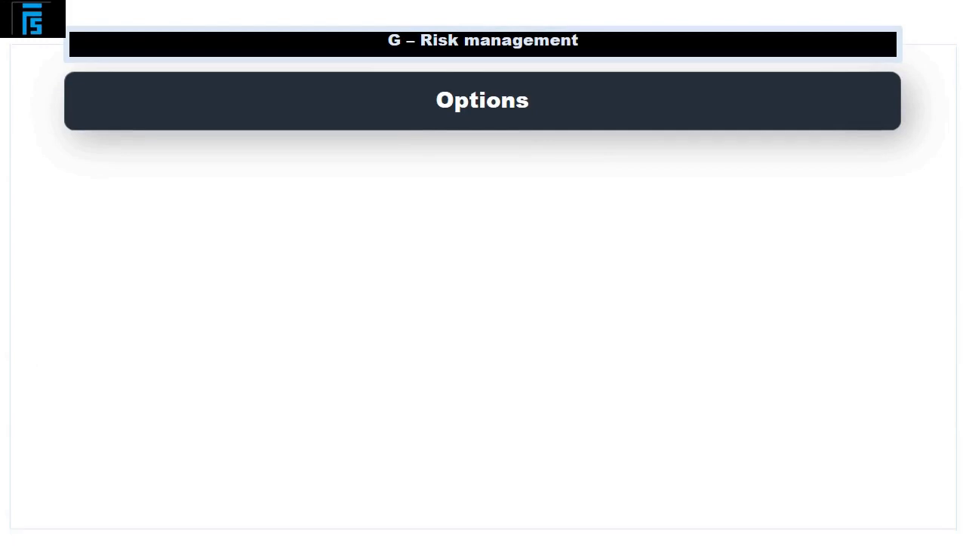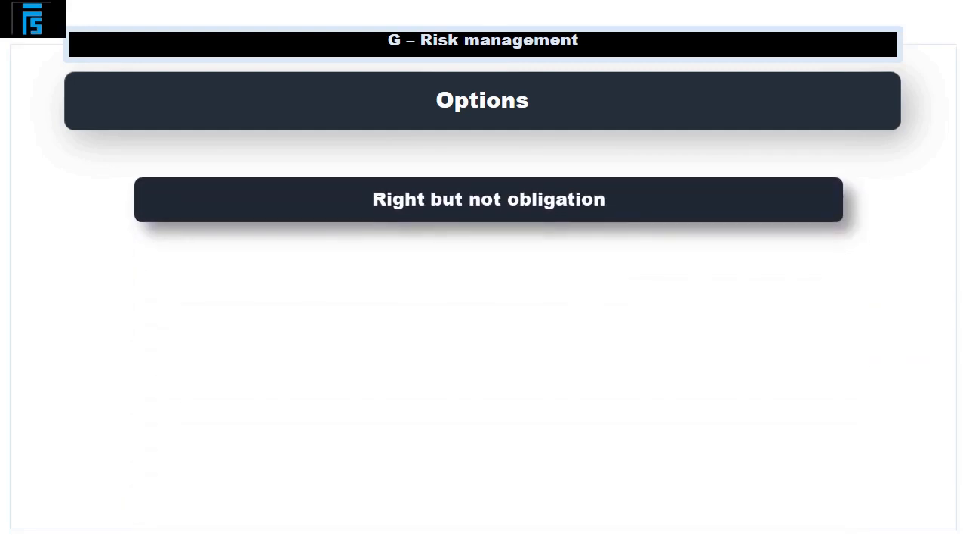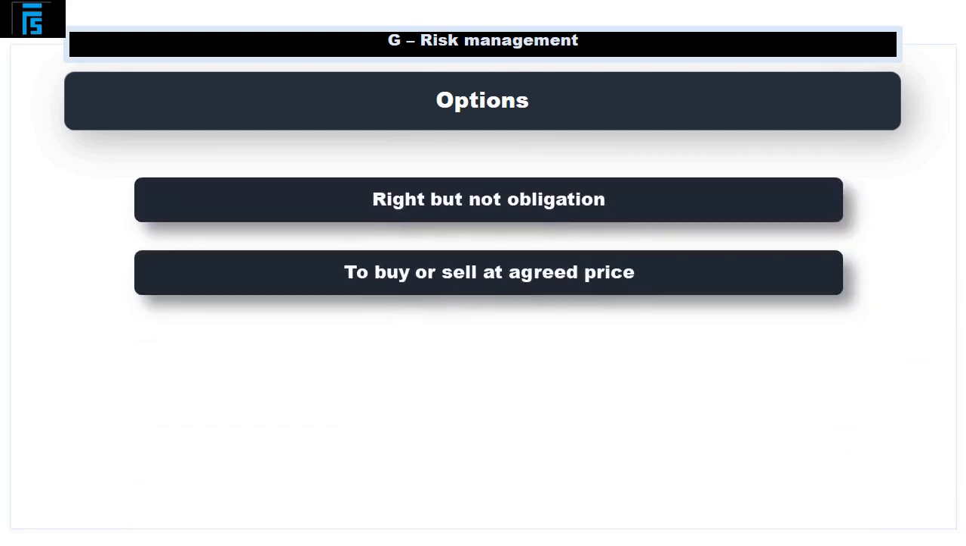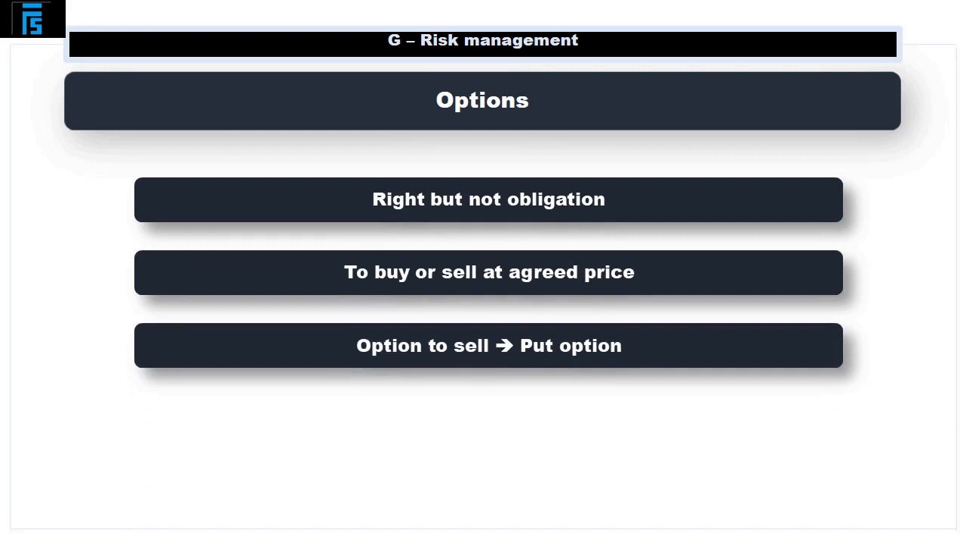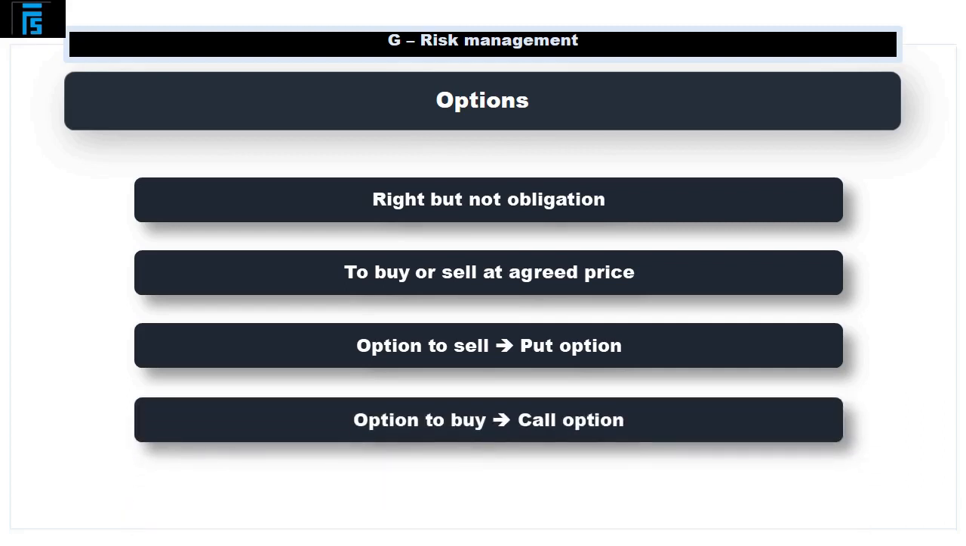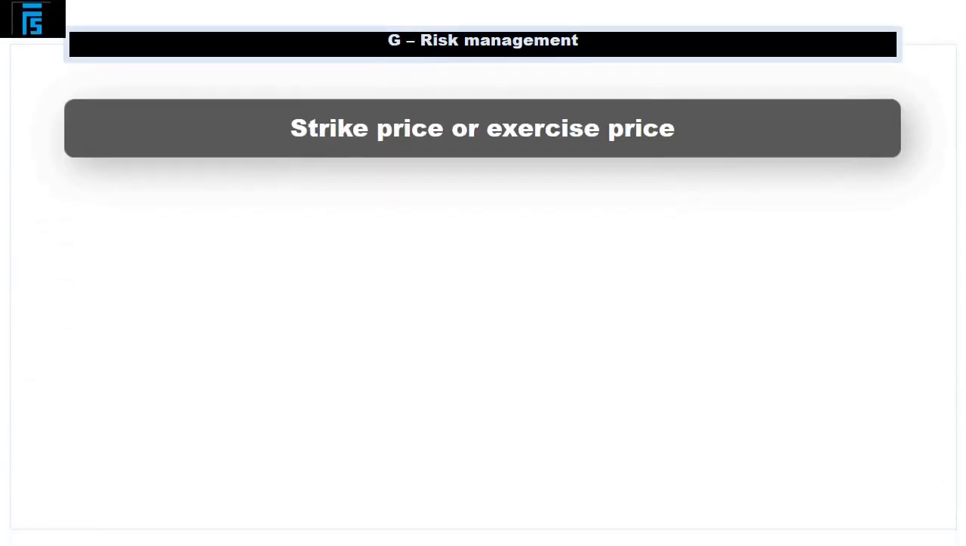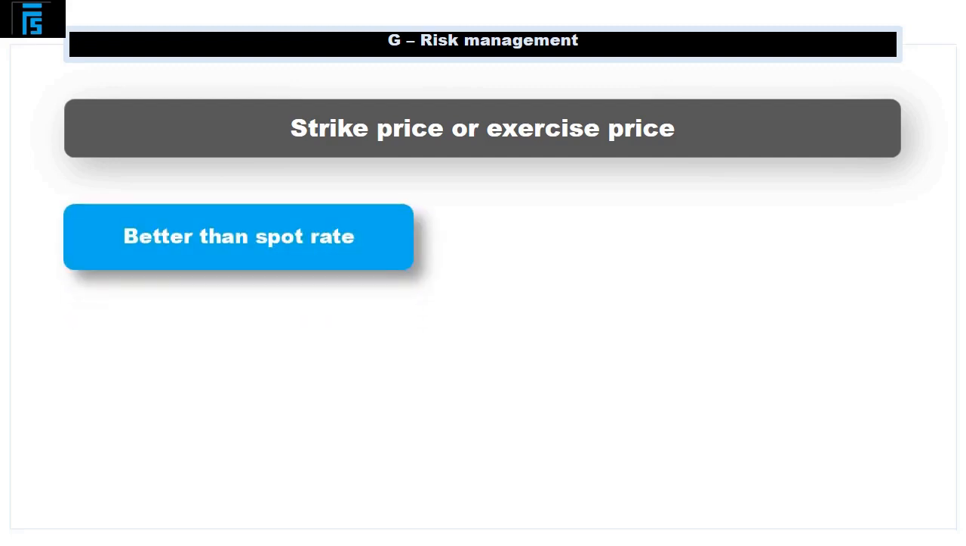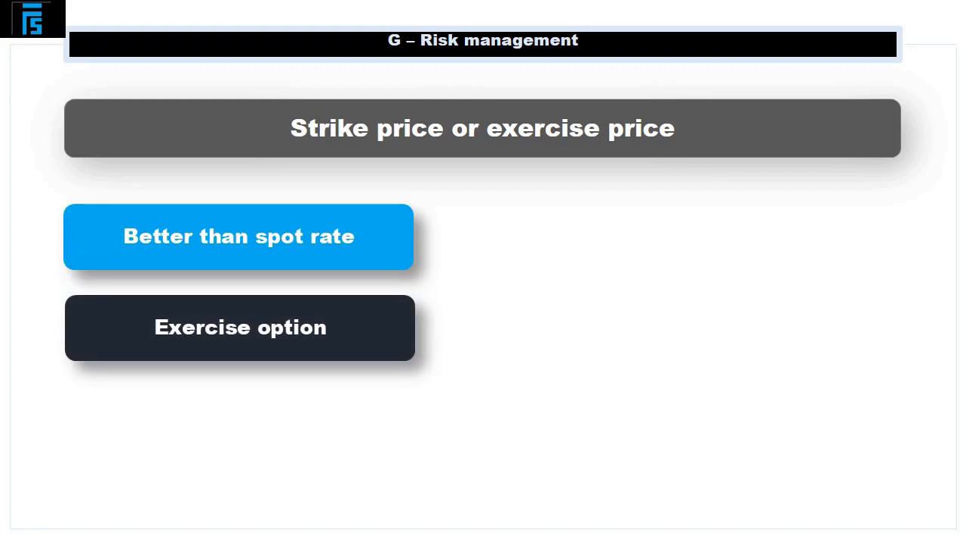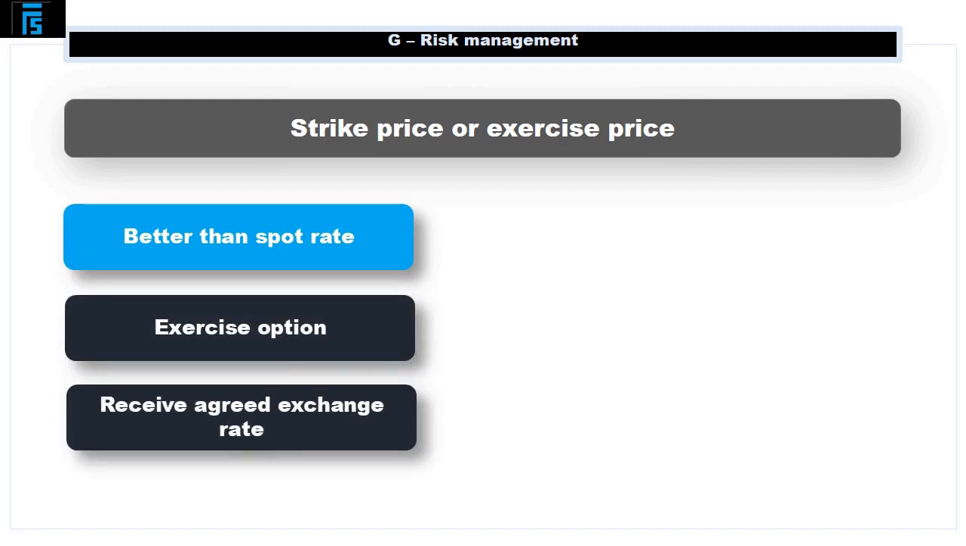Next, options. An option gives the buyer a right, but not an obligation, to buy or sell something at an agreed price. An option to sell is called a put option, and an option to buy is called a call option. So, for example, an option to sell euros would be known as a euro put option. If the price agreed in the option, known as the strike price or exercise price, is better than the spot rate when the customer pays, then the option will be exercised and the holder of that option will receive the agreed exchange rate in the option, the strike price.